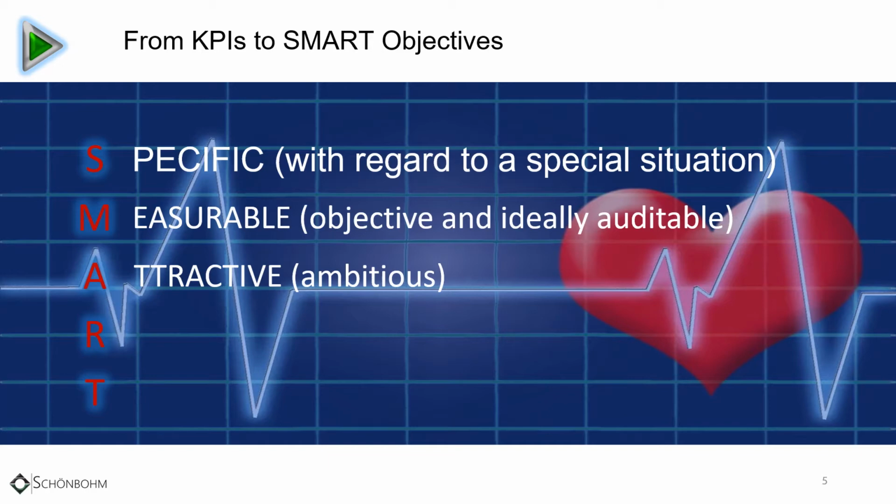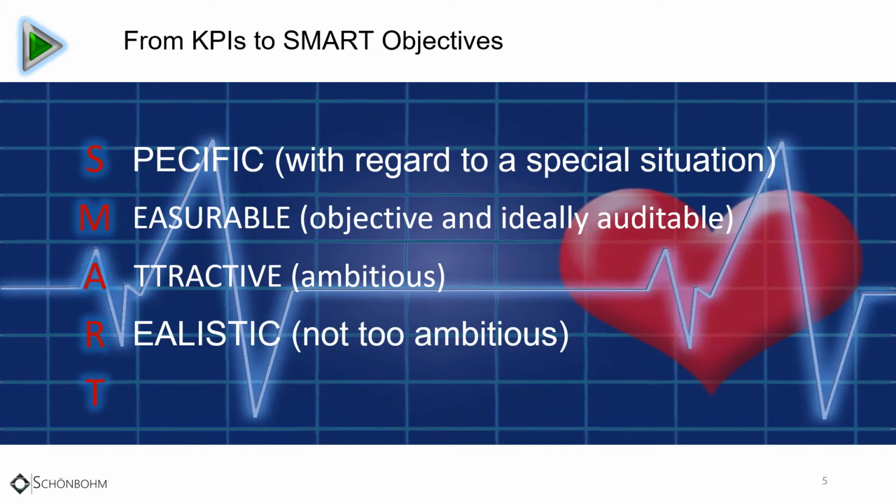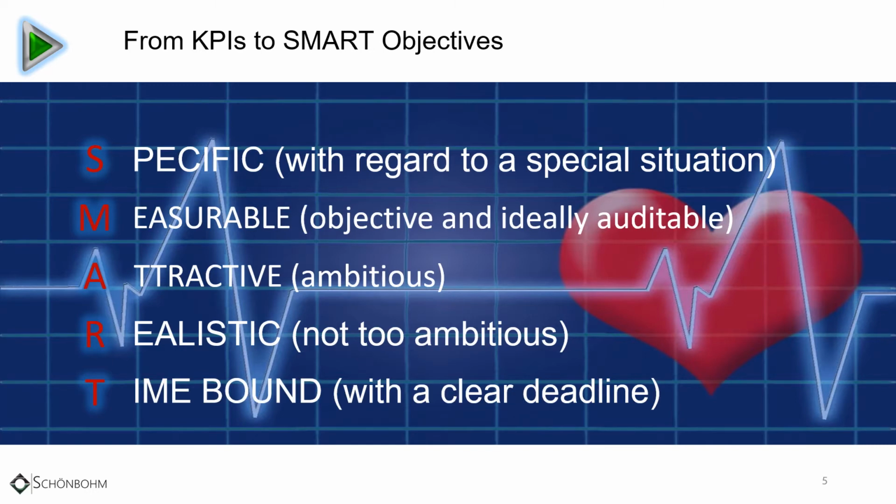A stands for attractive. What does it mean? It means the objectives we generate should be ambitious, and R stands for realistic, not too ambitious. And T should be time bound with a clear deadline. So this is just a brief repetition. I know that most of you already know how SMART objectives work and what the link to KPIs is.